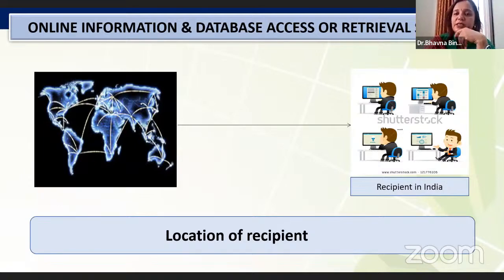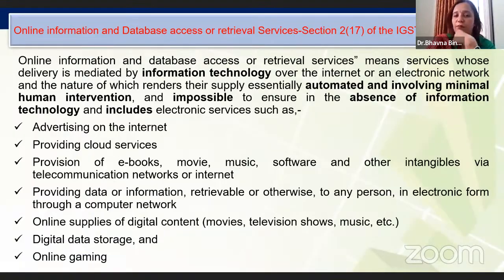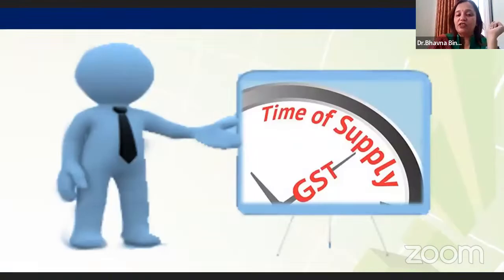Now coming to the database access or retrieval service, online information database or retrieval services. Why is this service important? If any outside company gives you these types of services like advertising on internet, cloud services, e-books, movie, music, software, providing data or information, online digital content, online gaming, the place of supply would be the place of recipient. A 10 marks question is expected on your entire place of supply.